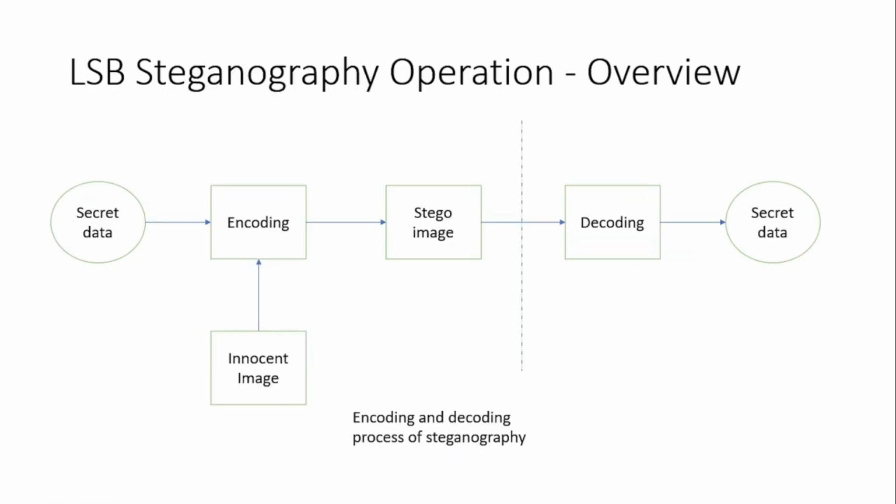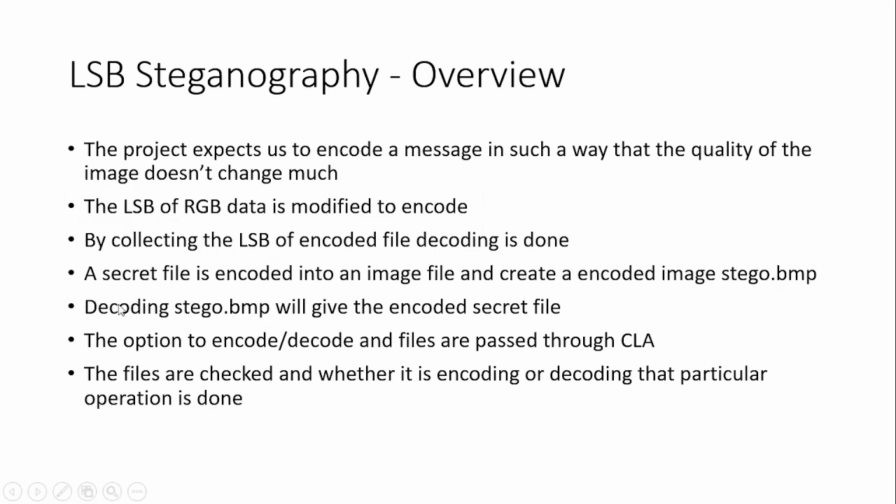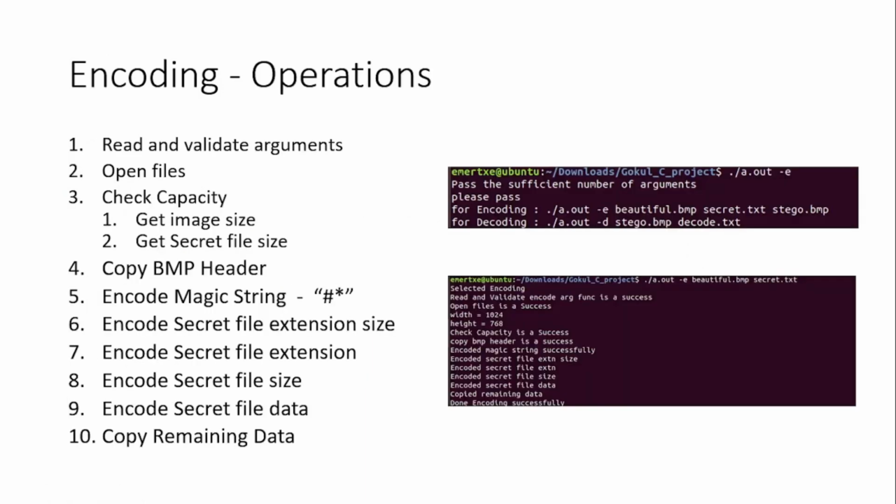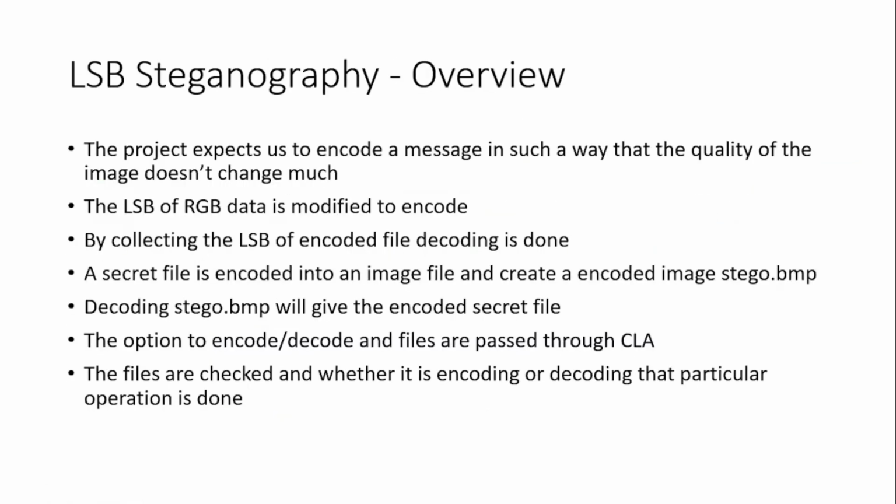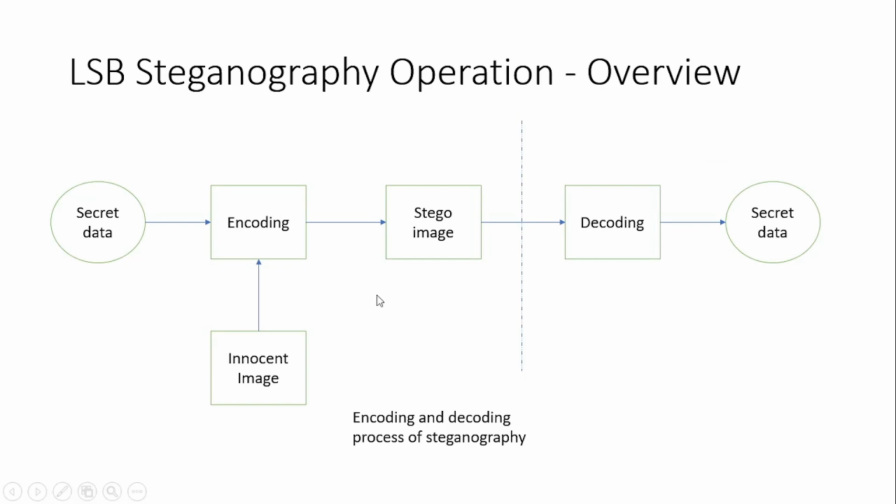A secret file is encoded into an image file, creating an encoded image, stego.bmp. In this project, we send the image file and the secret file along with command line arguments, and we provide an option to encode or decode: -e denotes encoding and -d denotes decoding. We pass these arguments as input to the program, and while encoding, a stego.bmp file will be created. While decoding, we will get the secret message, whatever we have encoded, after decoding.